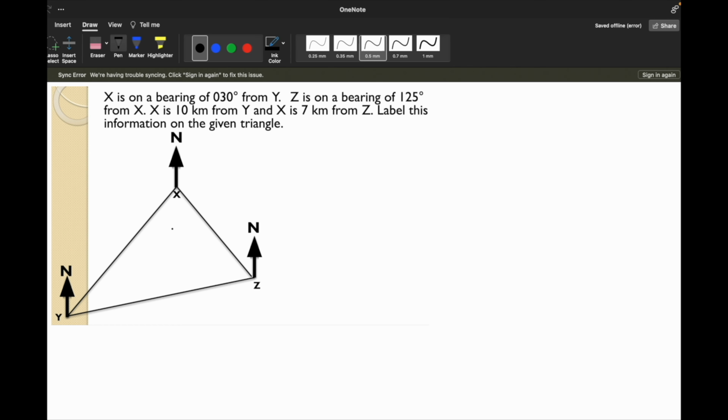So what we would have here now, it says 30 degrees, right? So the X is on a bearing of 30 degrees from Y. So X from Y. So our starting point is where? Y. Excellent. So we come here now and we make a little curve here.